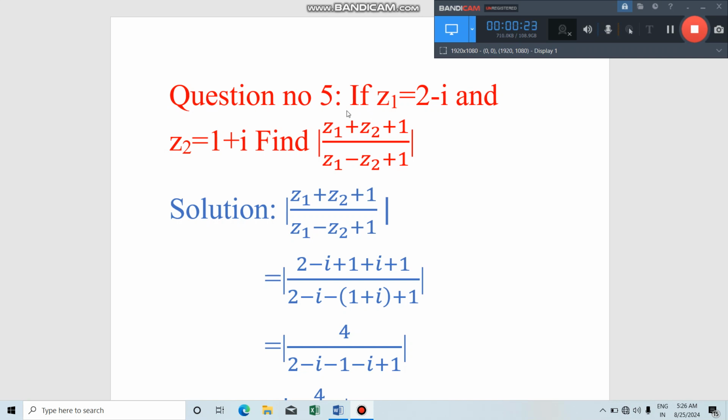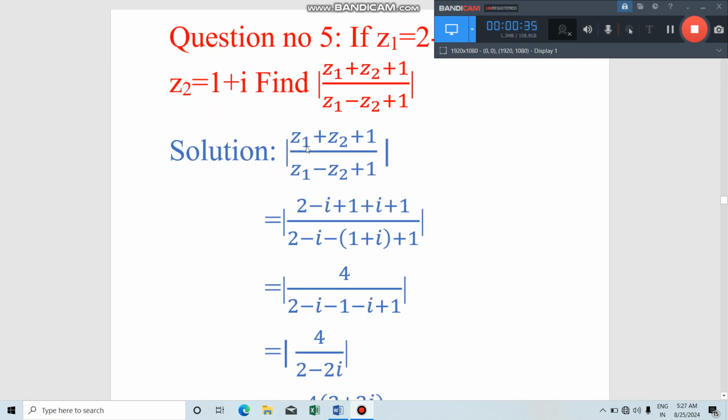Question number 5. If z1 equal to 2 minus i and z2 equal to 1 plus i, find mod of (z1 plus z2 plus 1) divided by (z1 minus z2 plus 1). So here is the solution. Mod of (z1 plus z2 plus 1) divided by (z1 minus z2 plus 1) equal to (2 minus i plus 1 plus i plus 1) divided by (2 minus i minus of (1 plus i) plus 1).